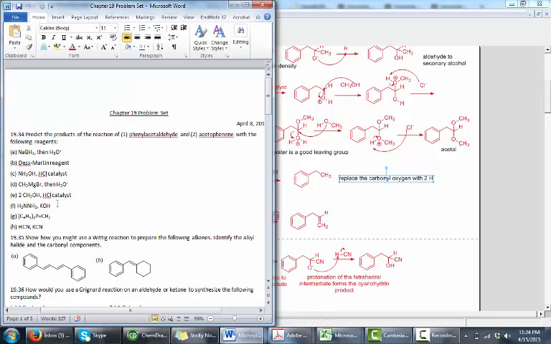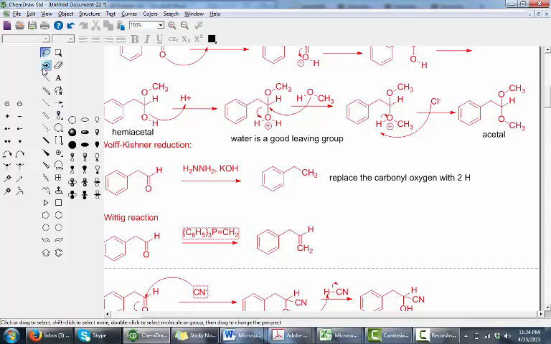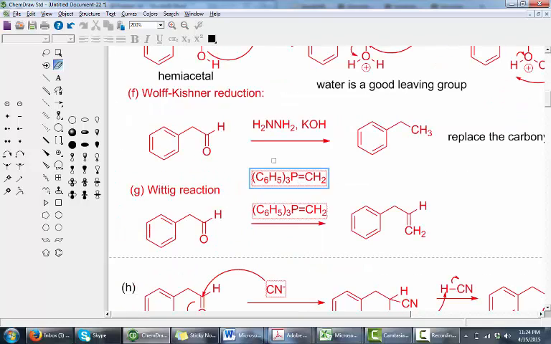G asks us, what happens if I treat phenylacetaldehyde with this compound here, this triphenylphosphine with a double bond to the CH2? And this triphenylphosphine with a double bond to a CH2 is equivalent to, or in resonance with, the form where I have a P+ and a CH2-. Where now I have an ylide. This is my standard ylide for Wittig reactions.